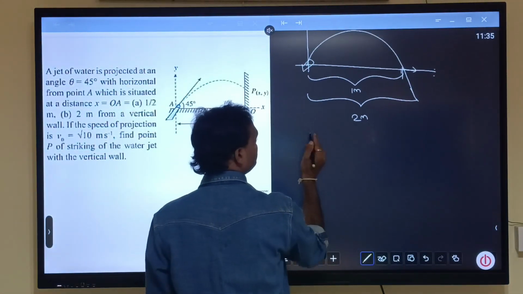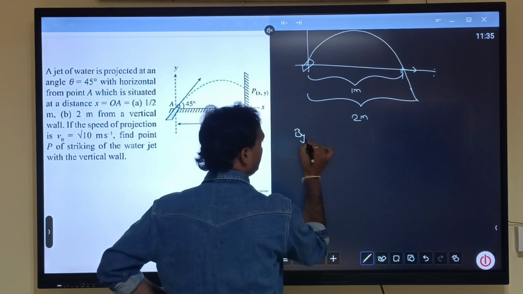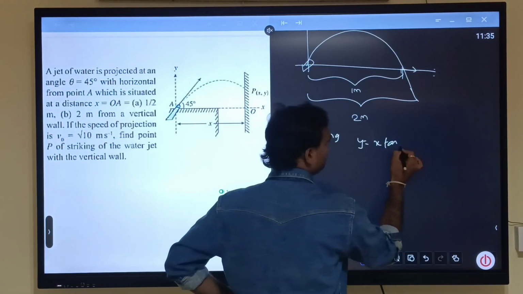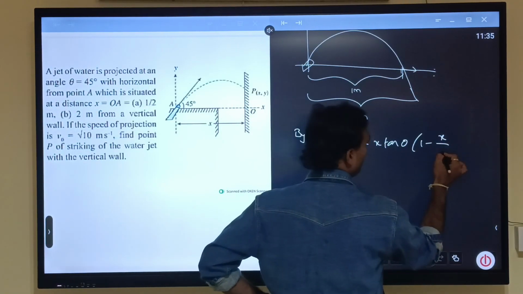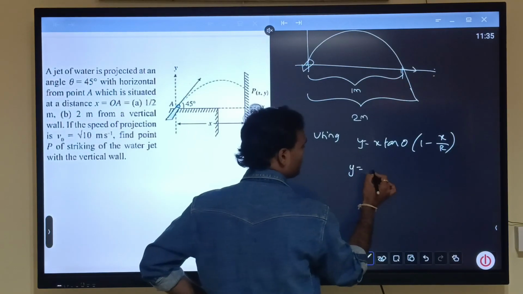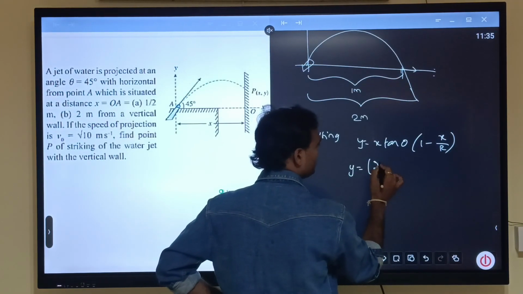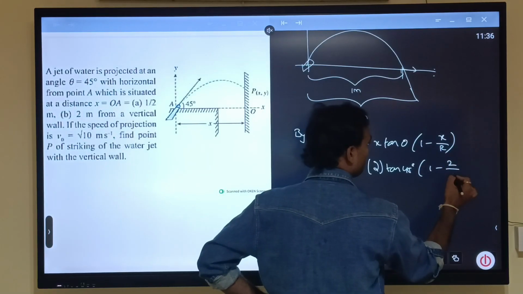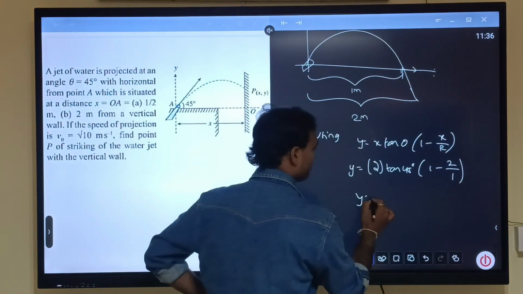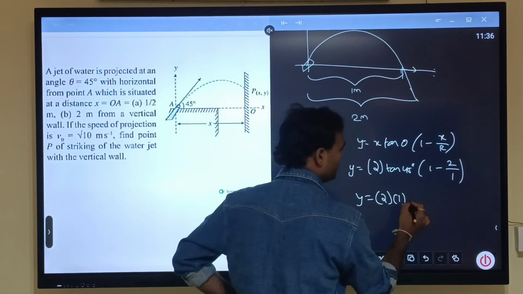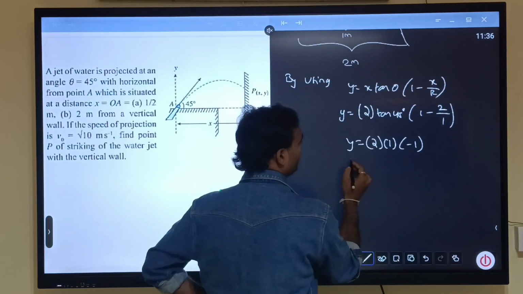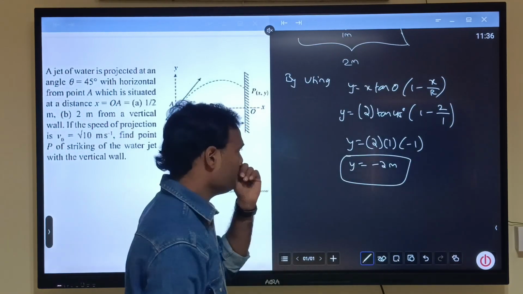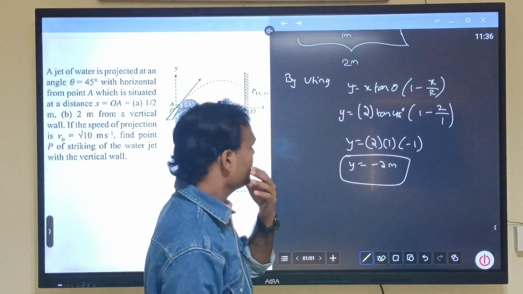Now see here, in this case again by using y is equal to x tan theta into 1 minus x by R, y is equal to, the x value is 2 meter, tan 45, 1 minus 2 by 1, which is equal to 2 into 1 into minus 1. Now y is equal to minus 2 meters, right?